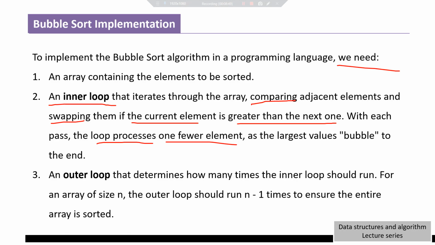Since after pass 1, the next iteration will be for n minus 1 times, because you have already identified the largest value, which has reached the last position in the array, right? Third, you require an outer loop that determines how many times the inner loop should run. For an array size of n, the outer loop should run for n minus 1 times to ensure the entire array is sorted. Right? So these things you require while programming the bubble sort.